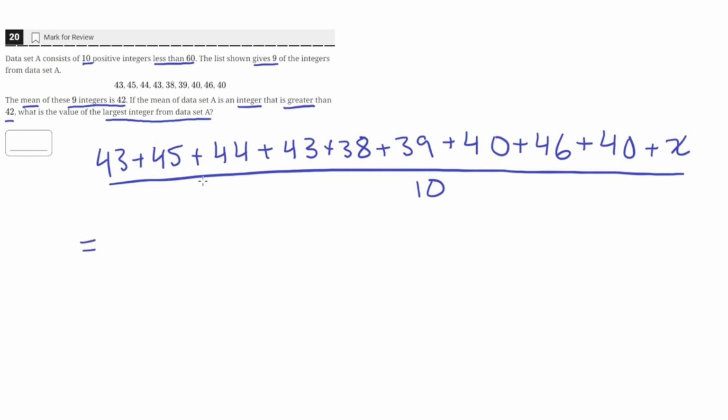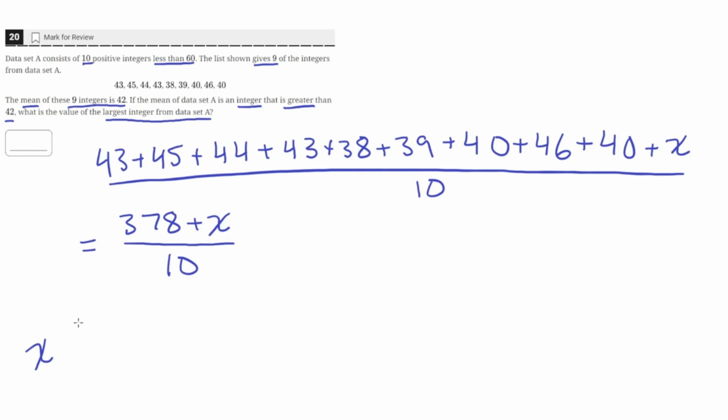After we add all these together, we get 378 plus x, which is the 10th term we don't know yet, over 10. So we're trying to find the value of x, because the problem says that the mean of these 9 integers is 42. But the mean of dataset A after we add the x, or the 10th integer, is greater than 42, which means that x has to be larger than 42.